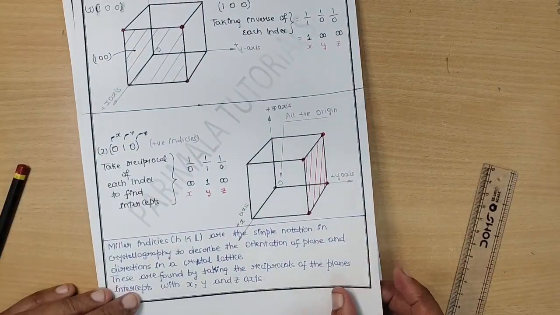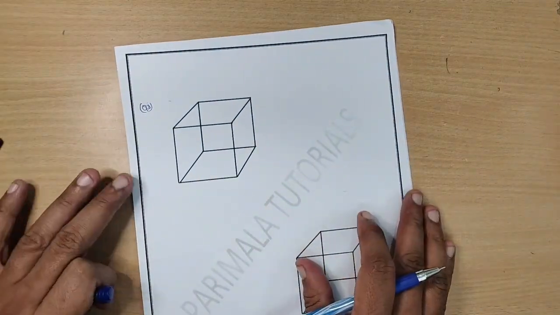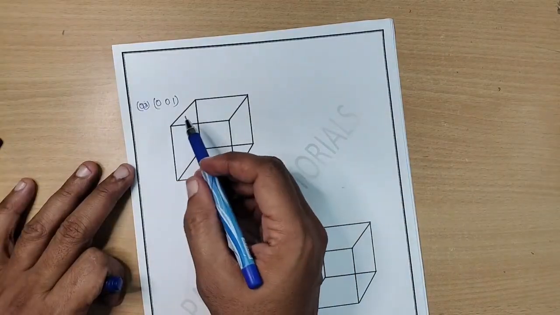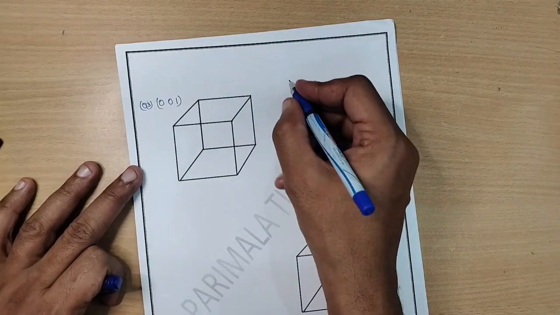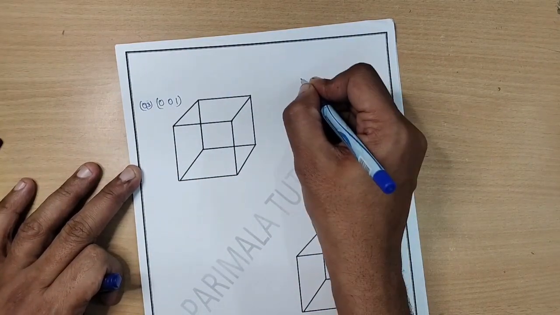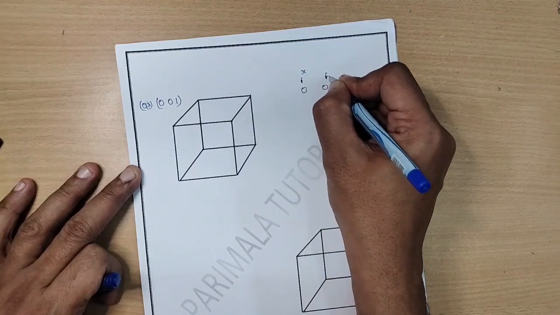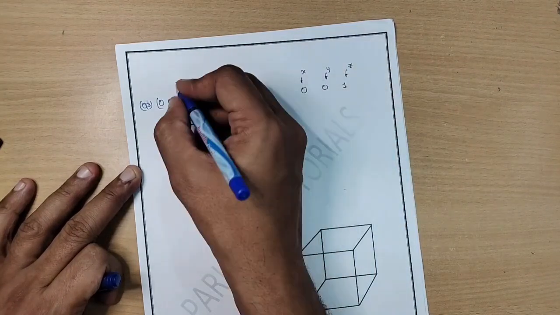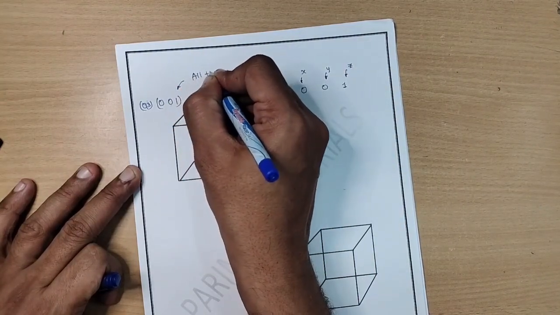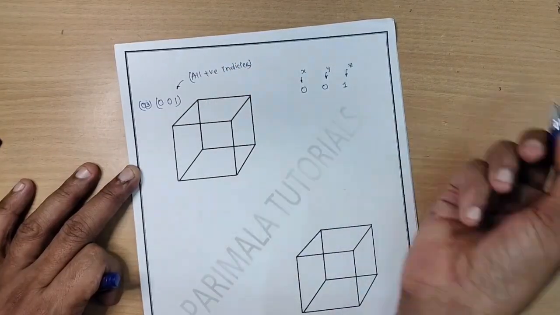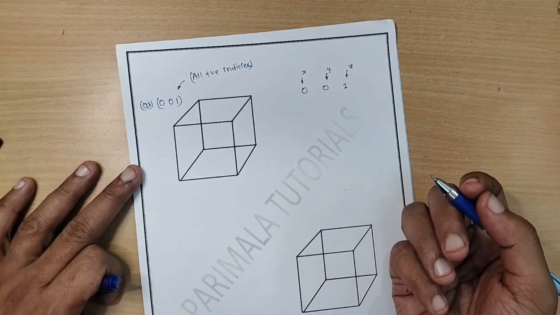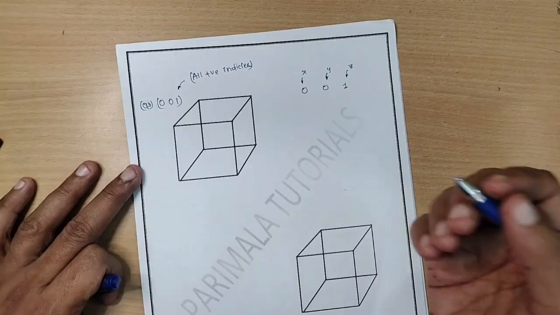Let us go to the example number 3. The Miller index are 0, 0 and 1. As usual, 0, 0, 1. This represents the x, this represents the y, and this would be the z. Another important thing here is all are positive indices. Follow the same procedure. To find the intercept of the planes, we should take the inverse of each of the index.